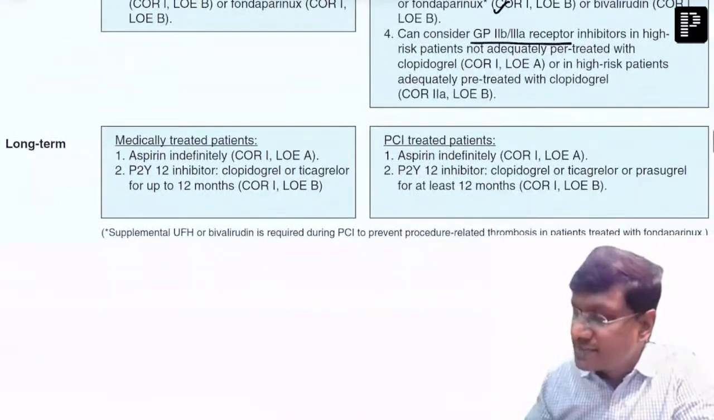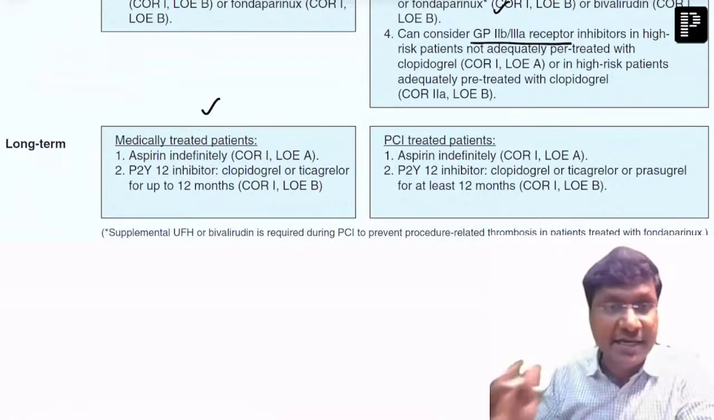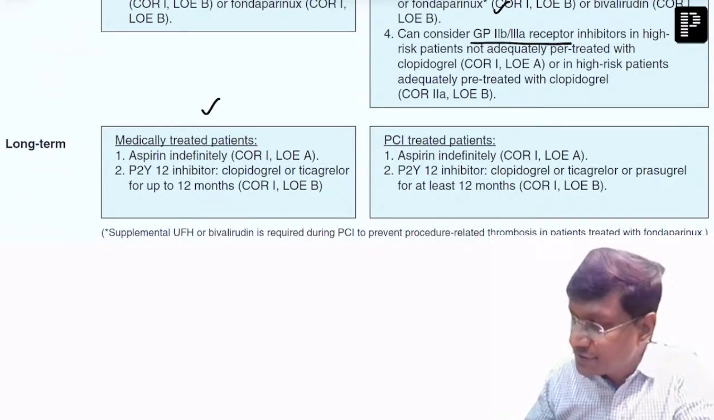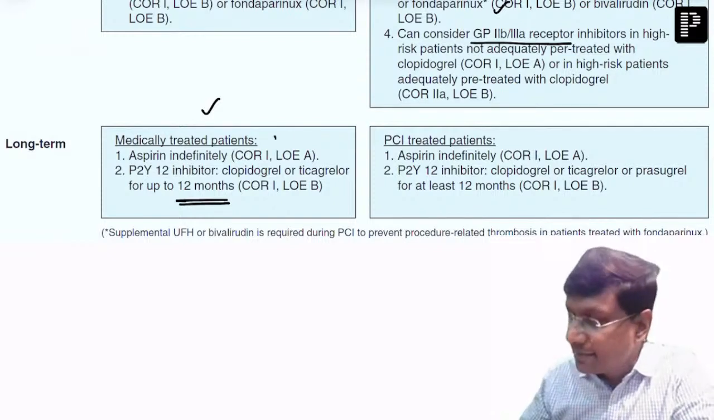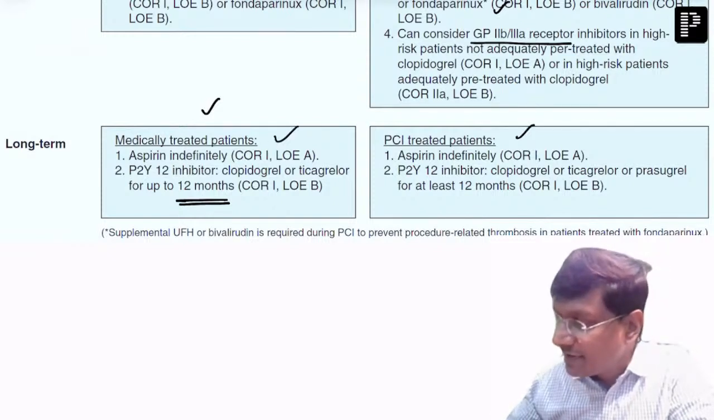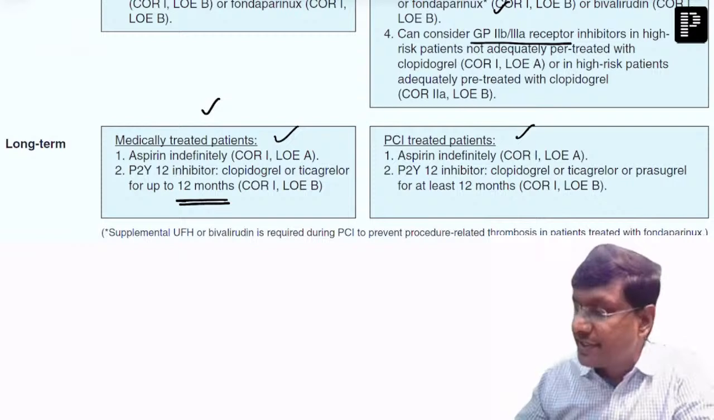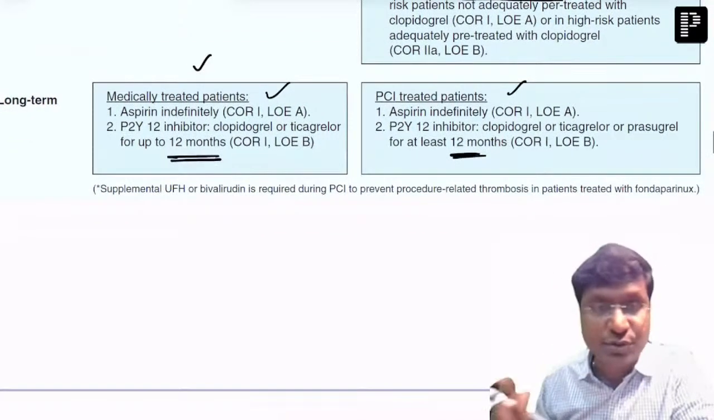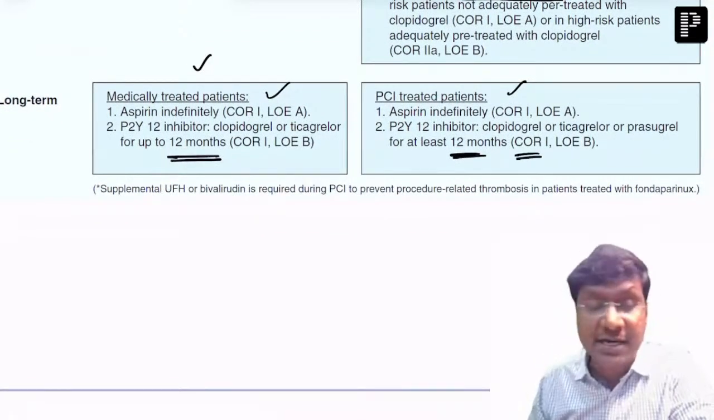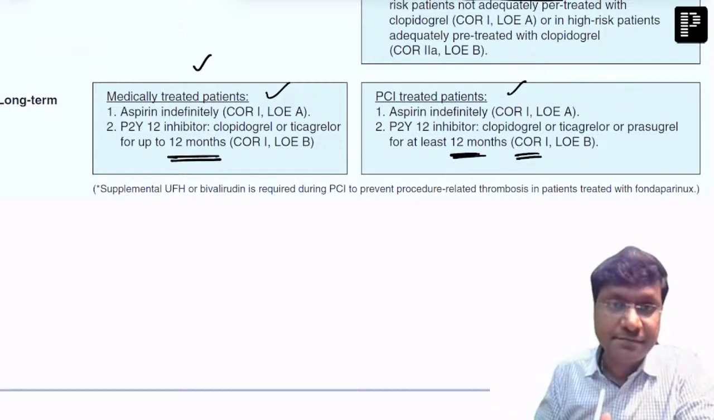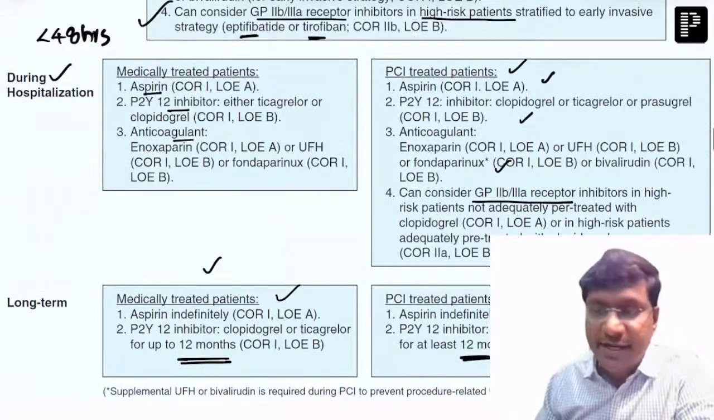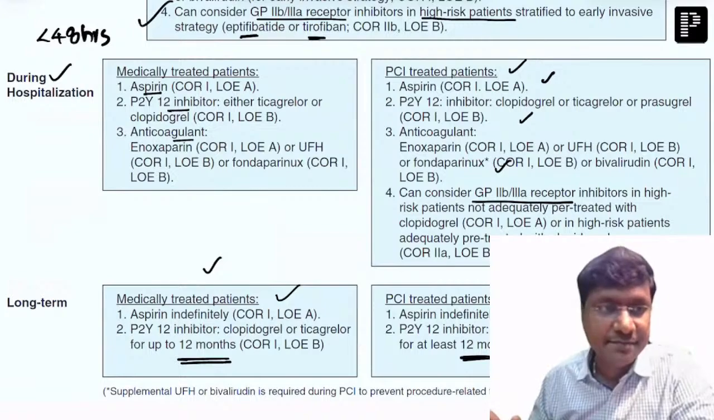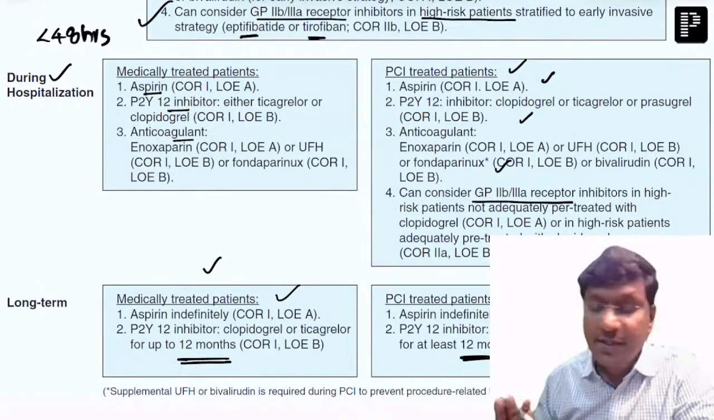Now, what do you need to do at the time of discharge? At the time of discharge, the DAPT therapy should be given for 12 months, for either medically treated patients or even the PCI treated patients. The DAPT therapy should be given for nearly around 12 months, and that is class of recommendation 1, right? Okay, so this is the summary of the NSTEMI.